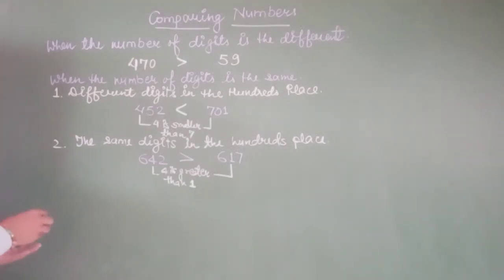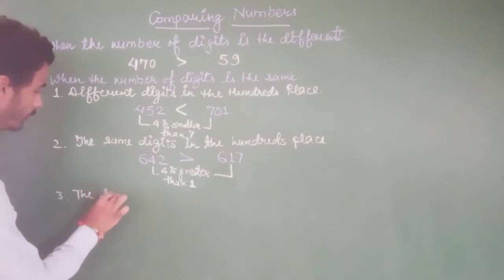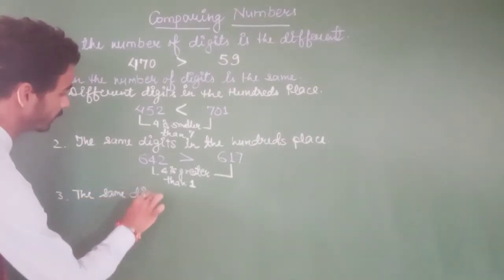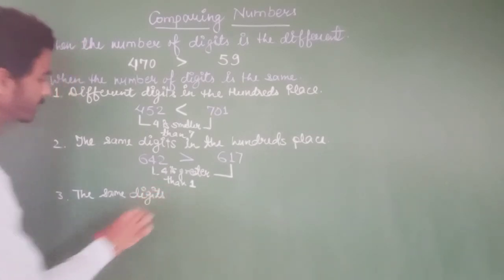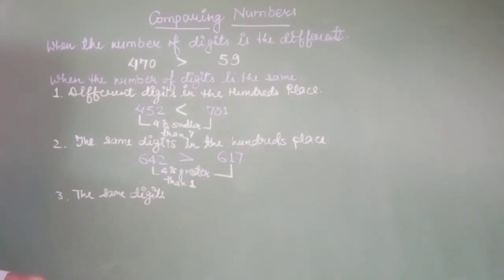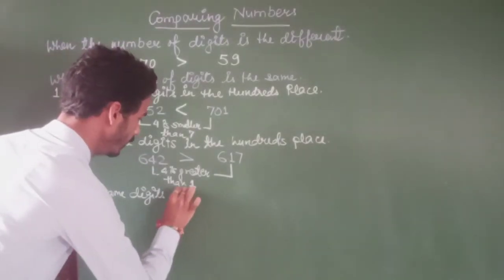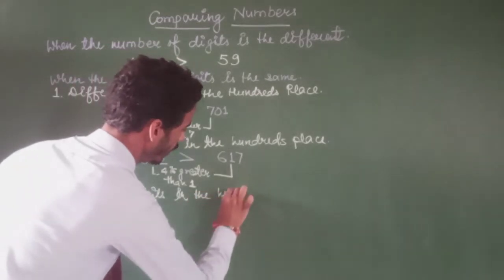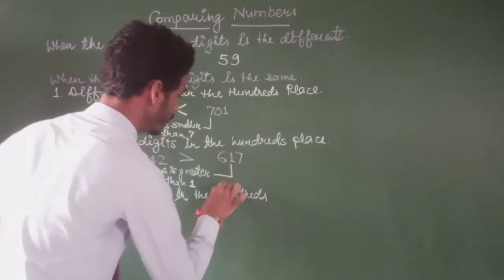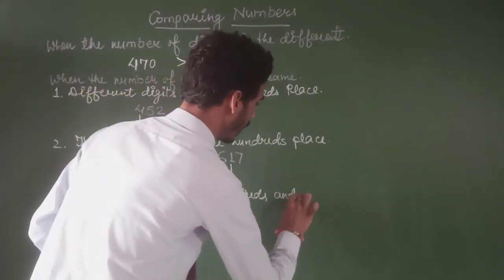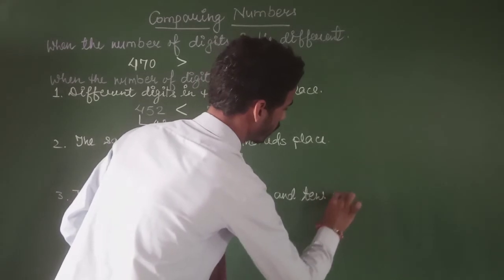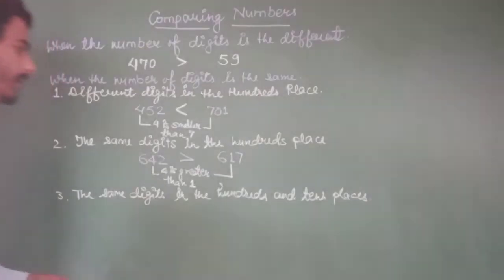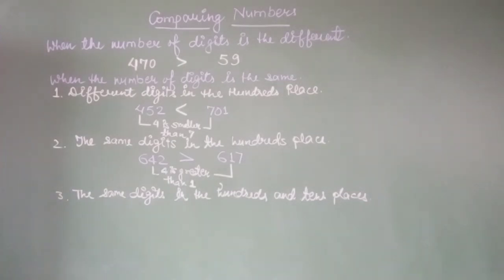Now that is the third condition. What is it? In the third condition, there are the same digits in the hundreds and tens places. Okay, so there is an example.